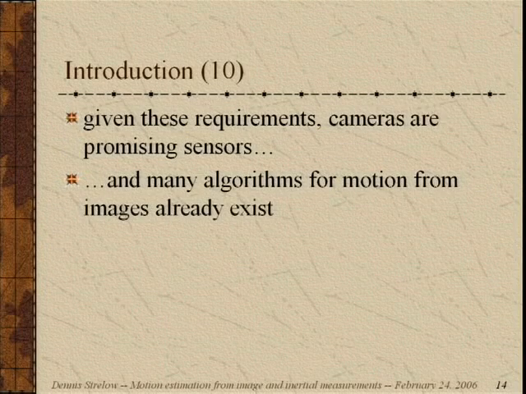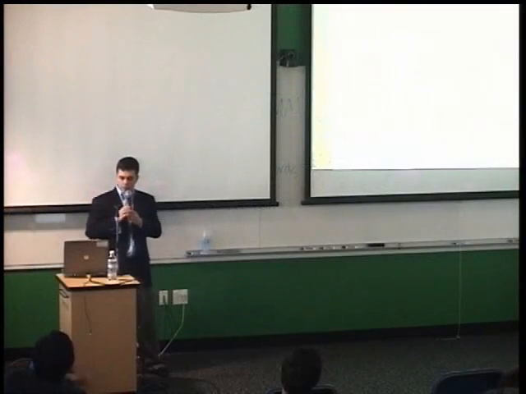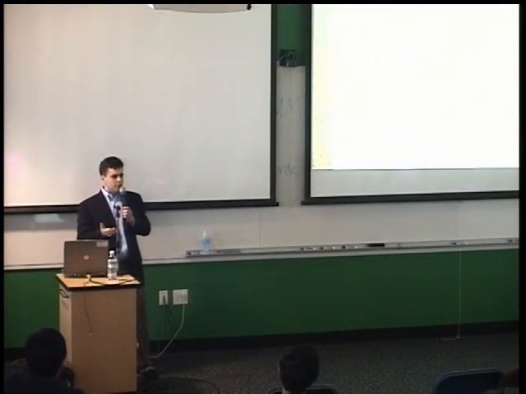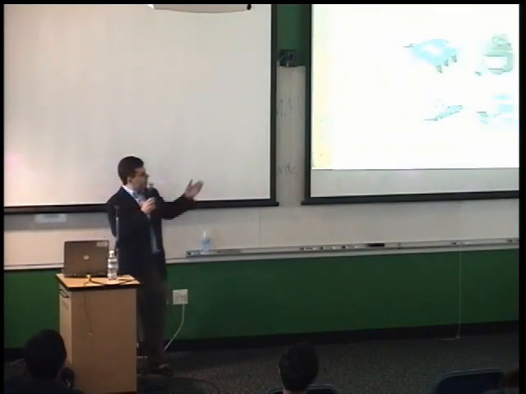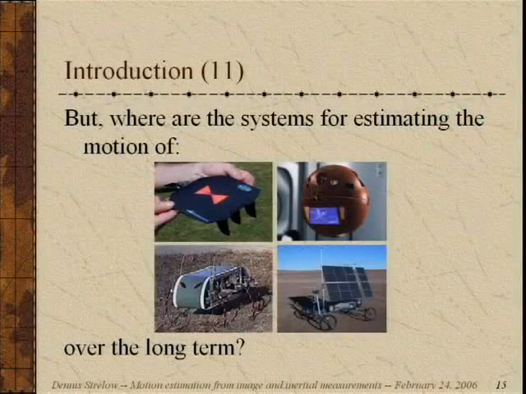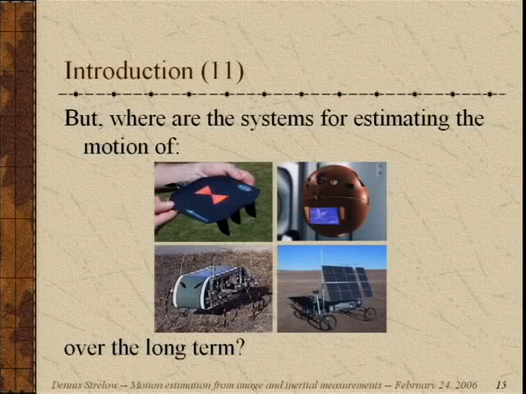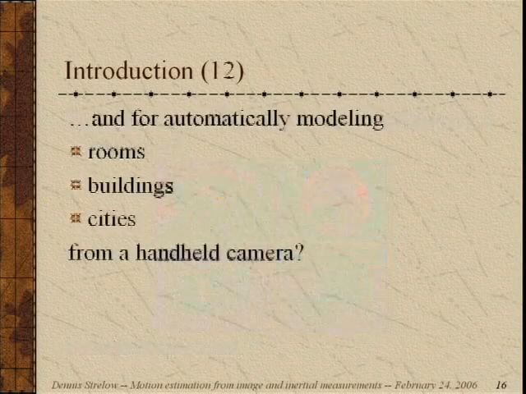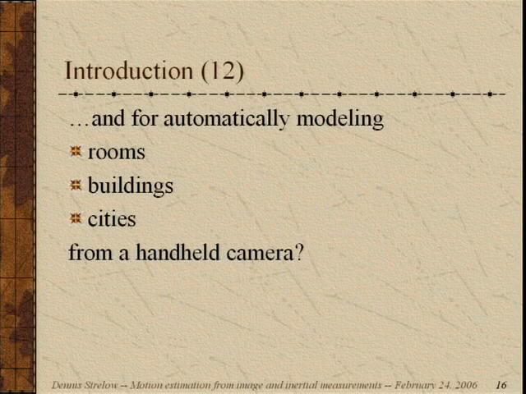All right, so given all these requirements, cameras are promising sensors. And a lot of algorithms for estimating the motion of the camera already exist. But at the same time, where are the easily run or consumer-type systems for estimating motion for all of these applications? And for doing things that people want to do, like automatically modeling rooms, buildings, or cities from a handheld camera.